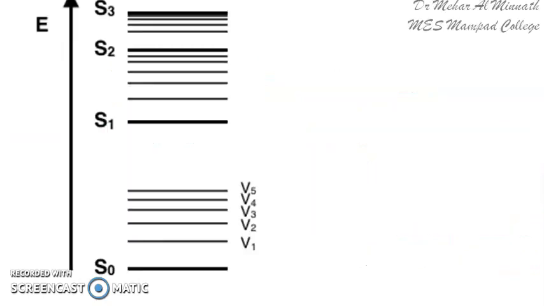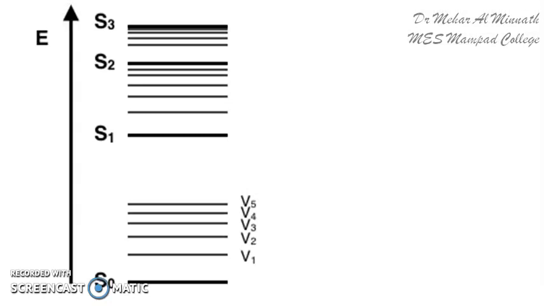Now, we are familiar with the Jablonski diagram, which depicts the energy transitions when a system absorbs energy or absorbs a photon. The energy transition between various electronic states can be depicted using the Jablonski diagram. Let us see how fluorescence can be explained using the Jablonski diagram.